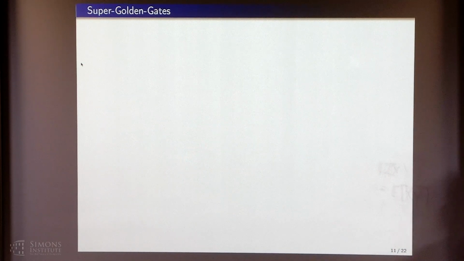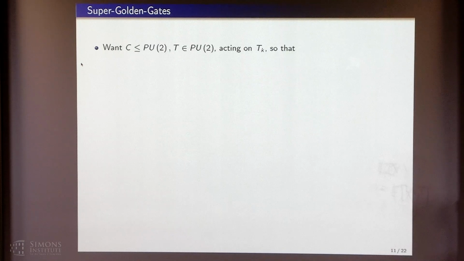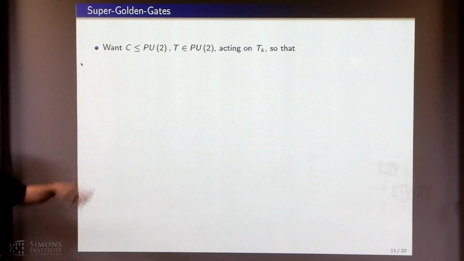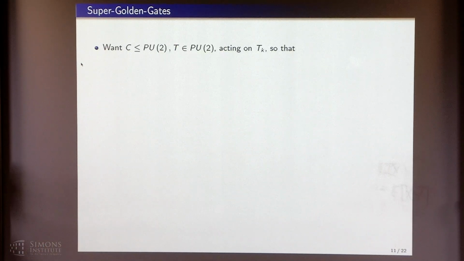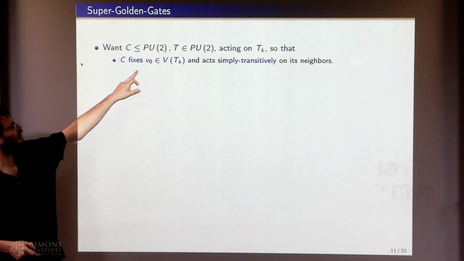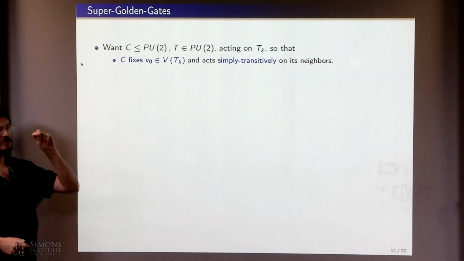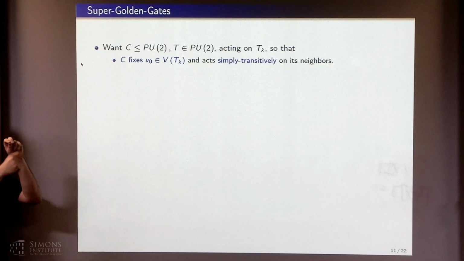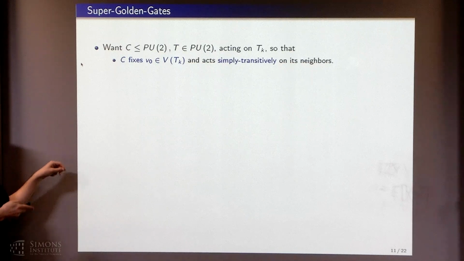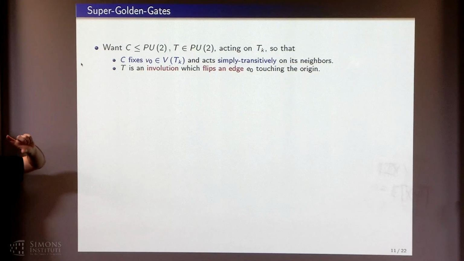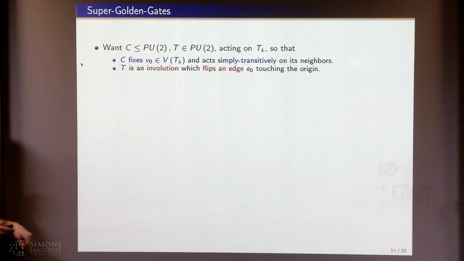So we have a general idea of how to construct these things, and it's the following. You want to find a C and T. It's misleading because these are not the Clifford+T, but we kept the same notations, inside the unitary group, which acts on a tree so that the group C fixes a vertex. So there is a vertex which is fixed by the finite group C, and C acts simply transitively on the neighbors of this vertex. And T flips an edge. So T should be an element of order 2, which flips an edge which touches this vertex.